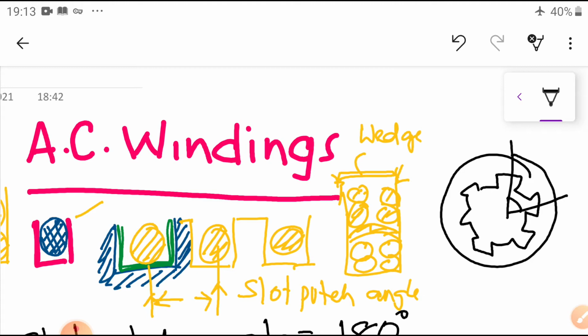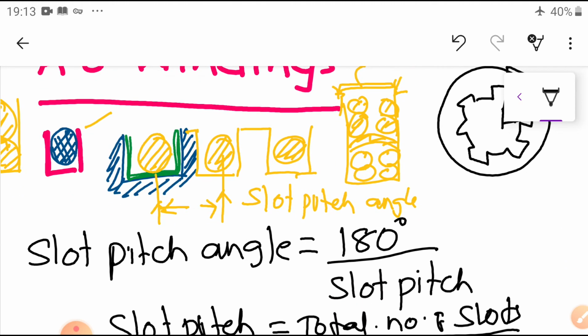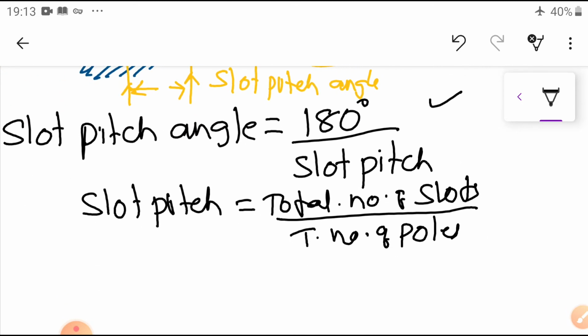Okay, this angle is easily calculated with the help of our formula. Slot pitch angle is equal to 180 degrees by slot pitch, where the slot pitch is equal to the total number of slots given in the data divided by the total number of poles. In such a way we calculate the slot pitch angle. Okay, so let us take one good practical example, dear students. We will draw that figure.